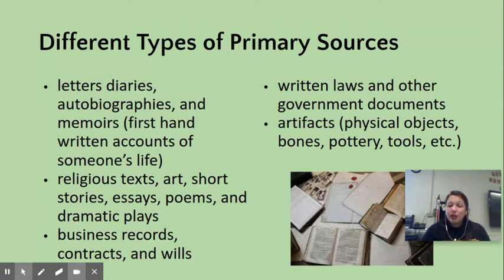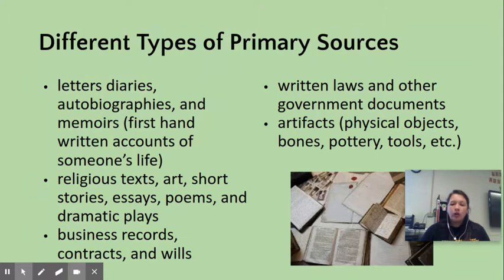You have business records and other government documents that help historians understand the laws and things from that time. And those are all dated, or at least have a time period that we can put them with, that let us know how government officials led things or how different things like trade happened.